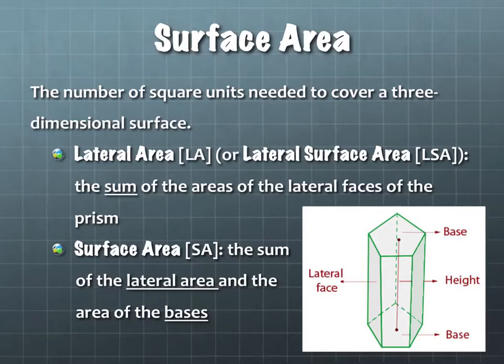So you have all of these rectangle pieces that are coming down. Those are the lateral faces. And then the bottom and the top are considered the bases. So if you were to take the actual surface area, it would be the sum of those lateral area pieces, right, all those lateral faces, and the area of the bases, top and bottom.